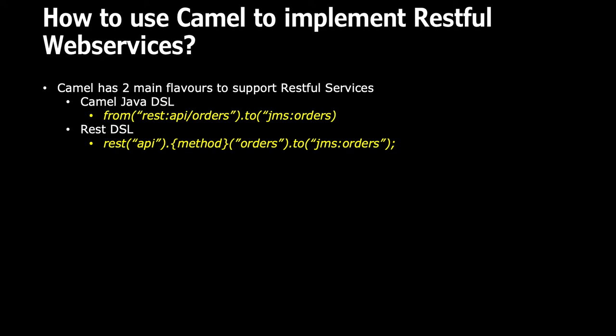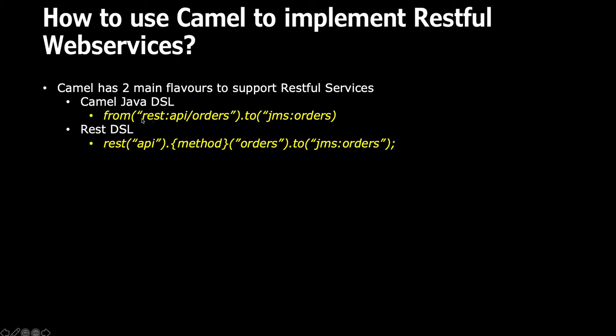Just sticking to this video, as I said, we will be building RESTful services. Camel has two main flavors to support RESTful services. One is Camel Java DSL, which looks exactly like the other routes or endpoints we have seen, where we have from, which is our consumer, and then we have to, which is our producer.